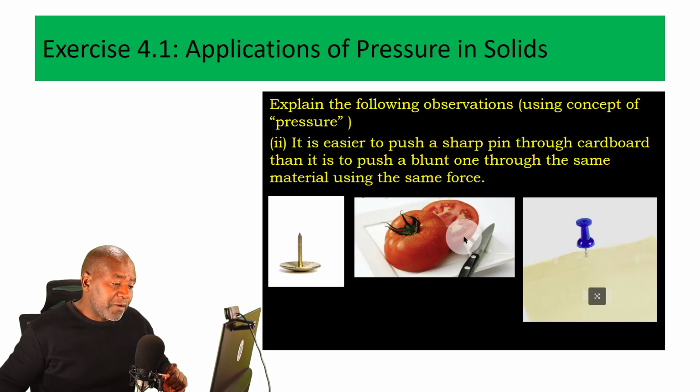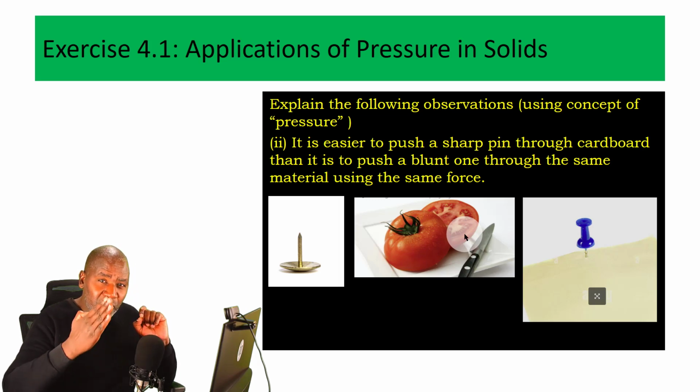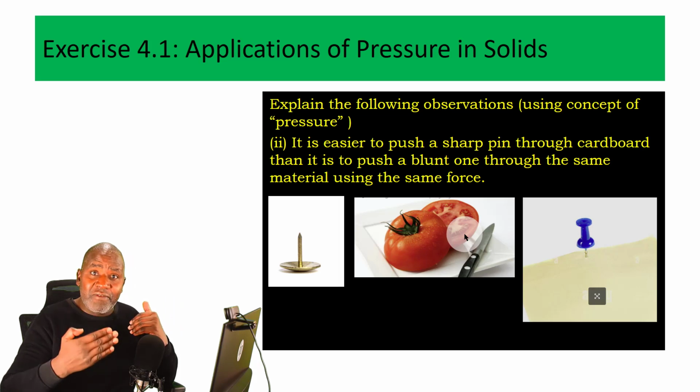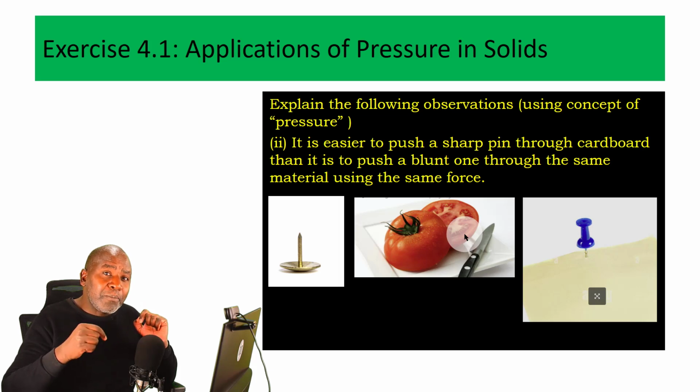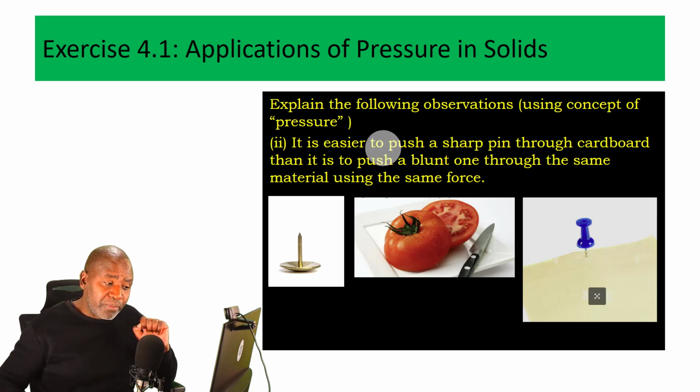The second one was about when you're using cutting objects such as a knife, maybe to cut this tomato here. You find that it becomes easier when the knife is sharp compared to when the knife is blunt. Again, it's about the area of contact. The area of contact between the knife edge and the tomato is very small. So a small amount of force exerted by the person on the knife, which is equal to the amount of force exerted by the knife edge on the area of contact, is going to develop very high pressure on the tomato, and that high pressure may be sufficient to cut that material.